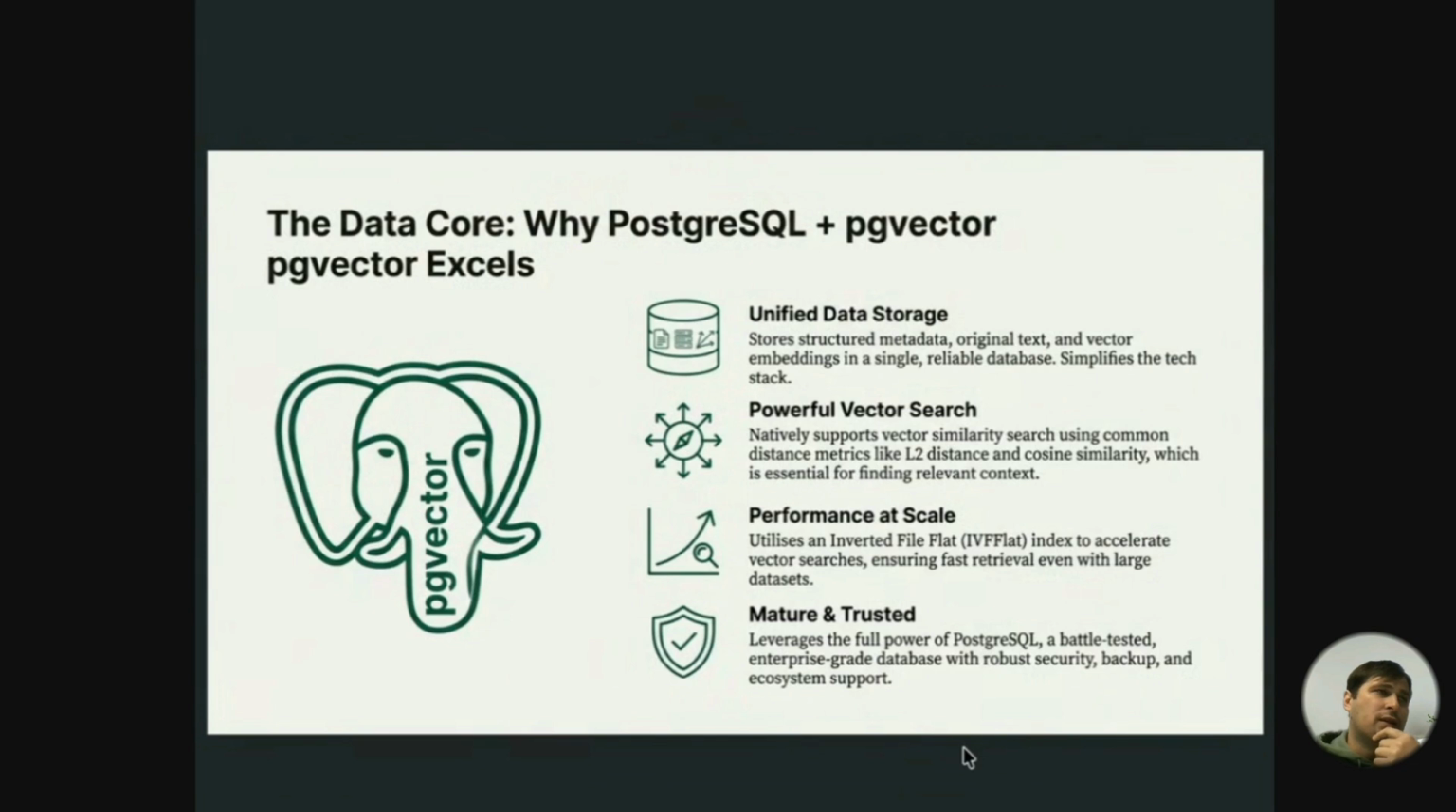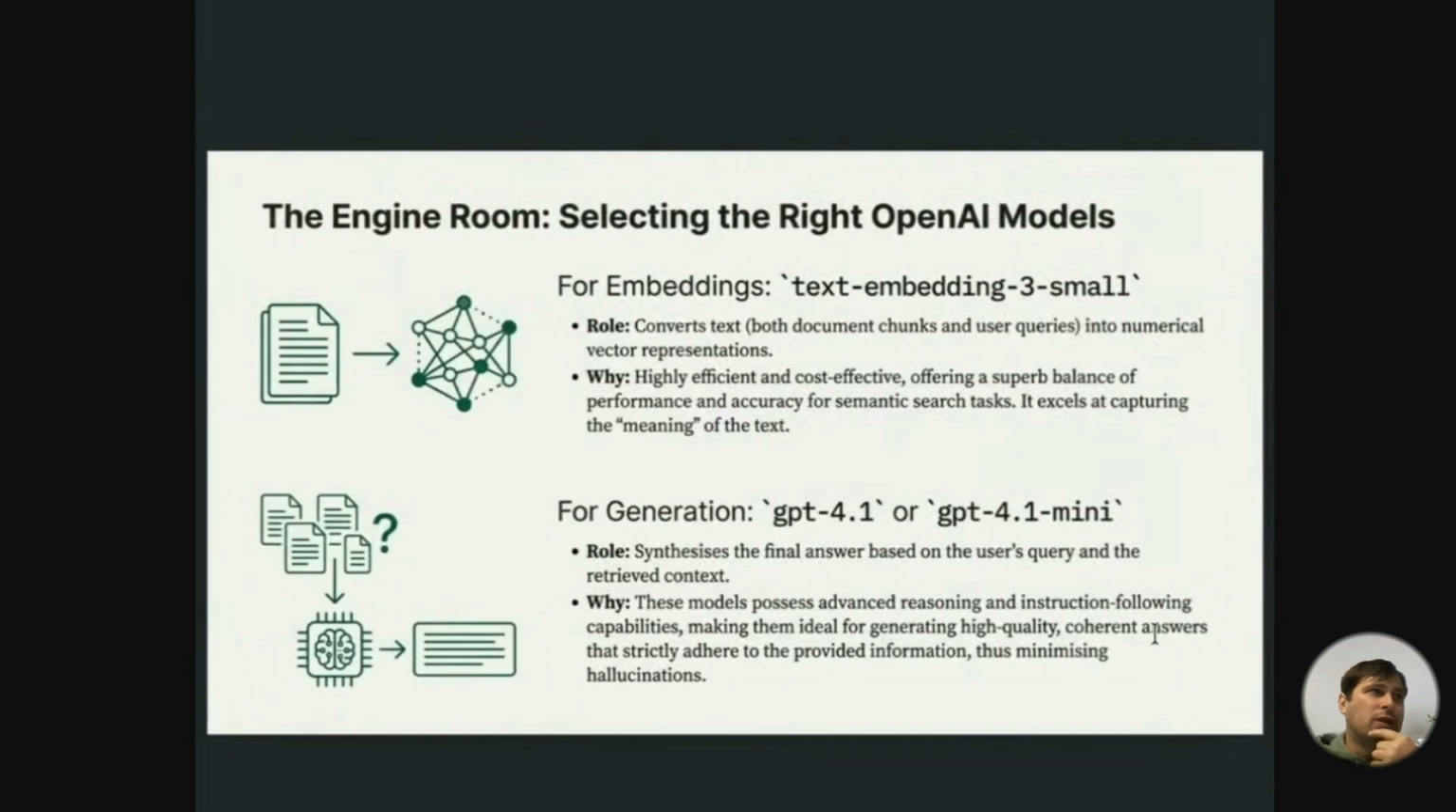So I think the question here is why we used Postgres and PGVector. For us, it was that everyone knows Postgres. Of course, it's powerful, and I think it's also scalable enough for us. And it's secure. For the models, I described it: we use OpenAI, text embeddings for embeddings, and GPT-4.1 for generation.